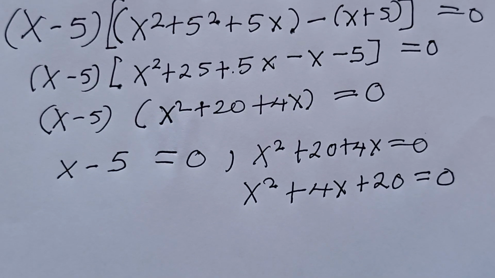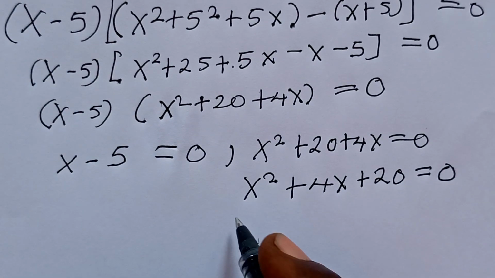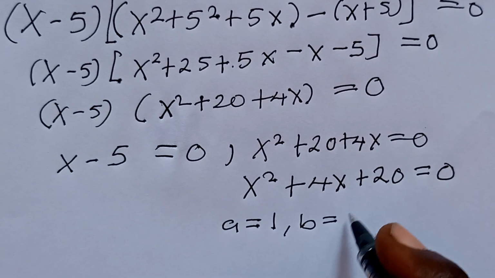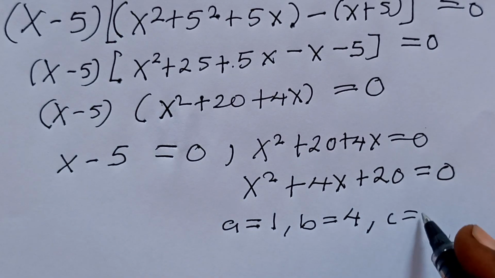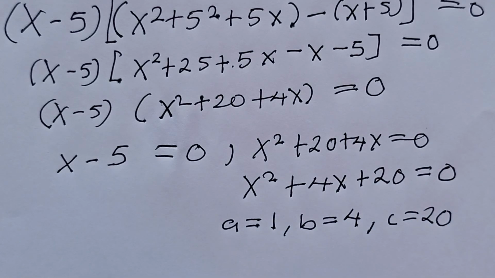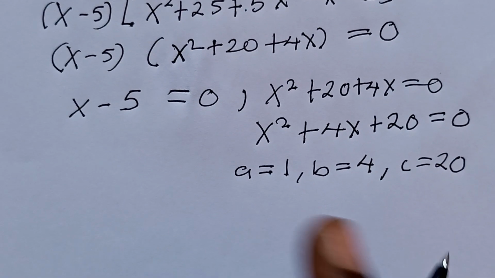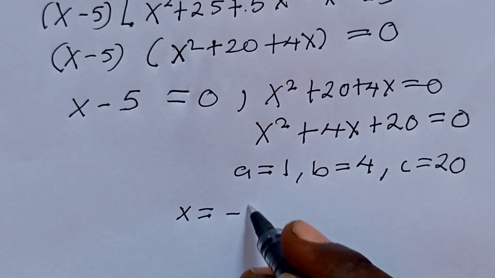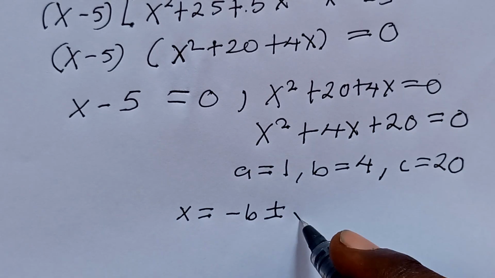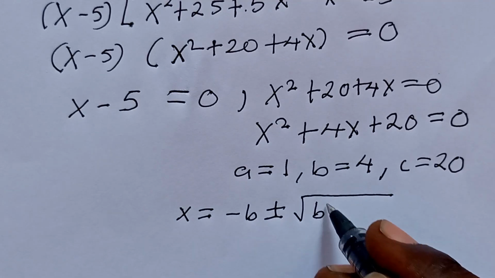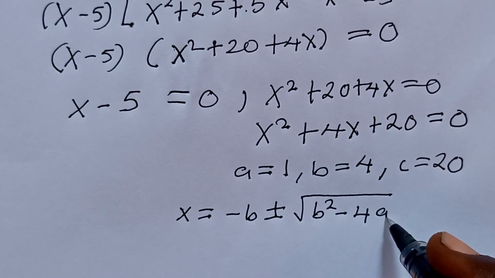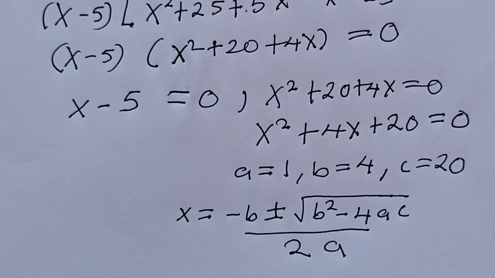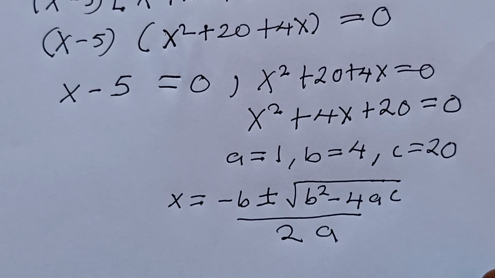So now see, we can apply the formula here such that our a is equal to 1, our b is equal to 4, our c is equal to 20. So applying the formula, since we have our data, our x is going to be minus b plus or negative the root of b squared minus 4ac all divided by 2a.